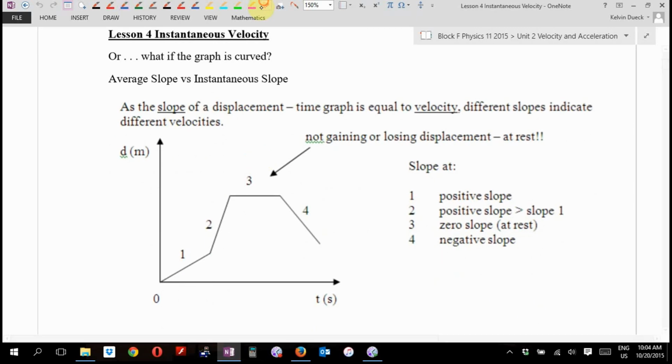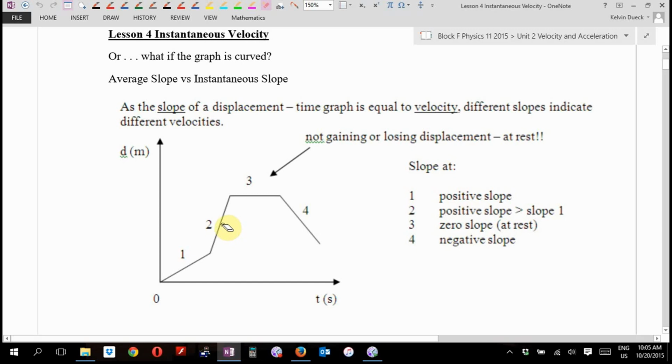As the slope of a displacement-time graph is equal to velocity, different slopes indicate different velocities or different speeds. Positive slope means going forwards, let's say going north. When in doubt, if they don't give me a direction, I always just imagine that positive is going forwards, and I'm imagining a car, because that's something I have lots of experience with in the real world.